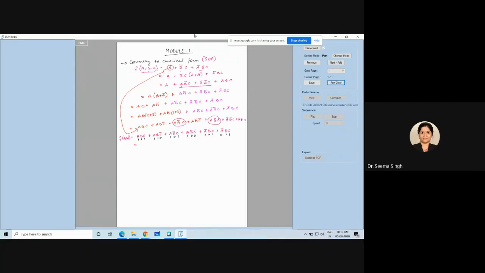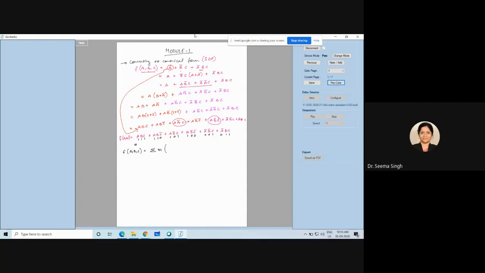So how do we write? There is one way of writing. The way of writing for this is summation. Summation means f of A, B, C will be written as summation. When I say min term, it means a small m. When I say a max term, it becomes a capital M. So these are all nomenclature you should know. Now I write it in the number form.